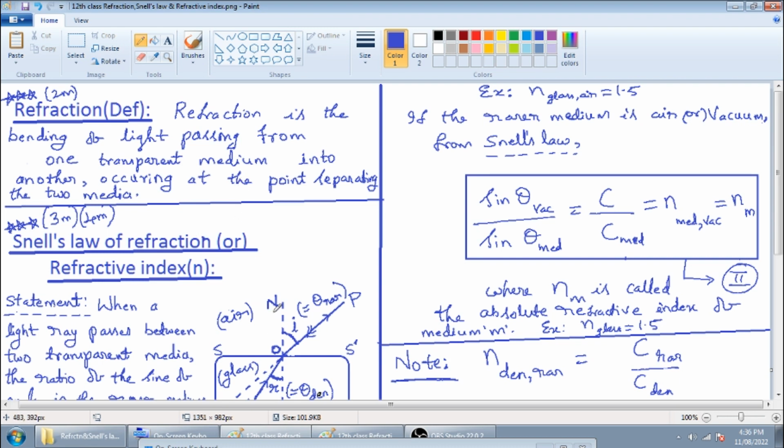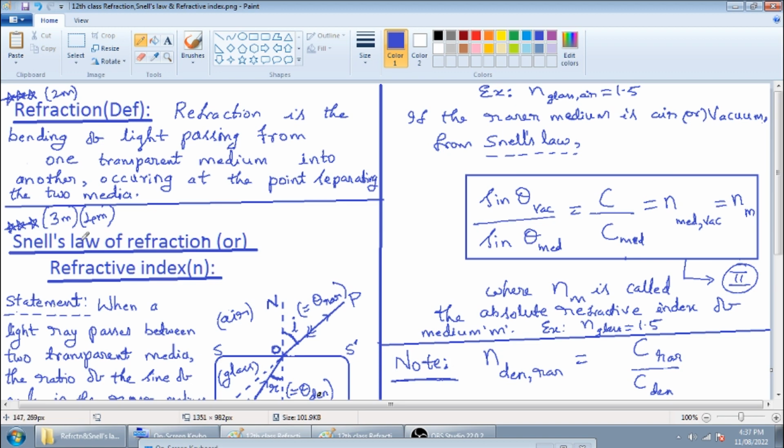Now this running notes you must take down in the notebook immediately after the class. So this is the complete explanation for the Snell's law of refraction and its different forms. We have seen 4 different forms of the Snell's law, so all these 4 forms.